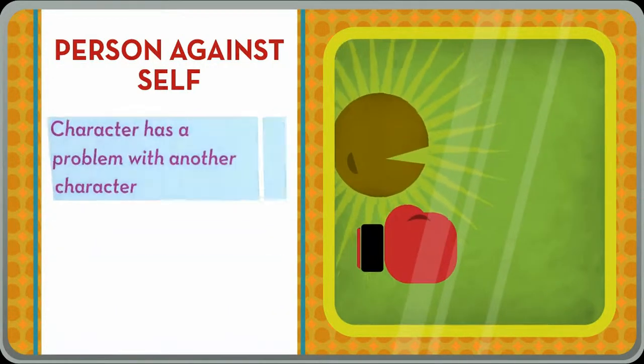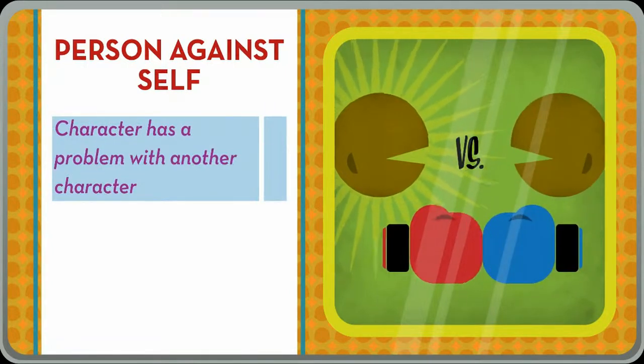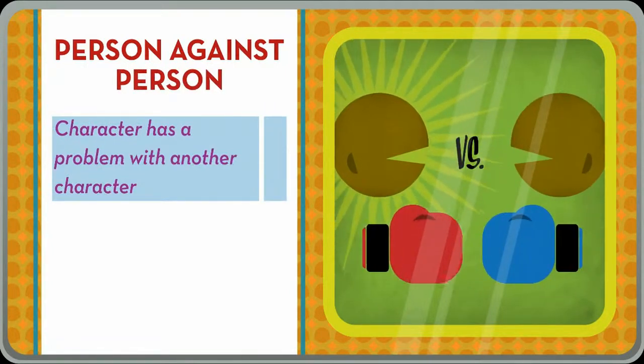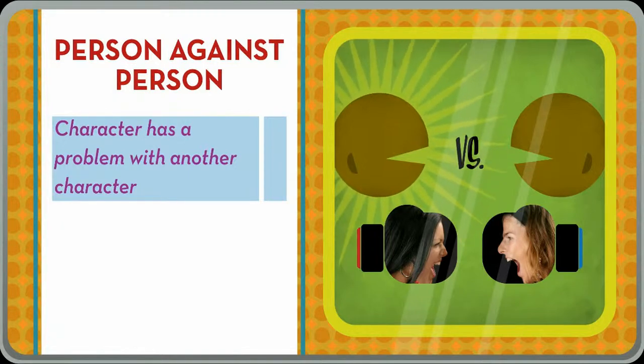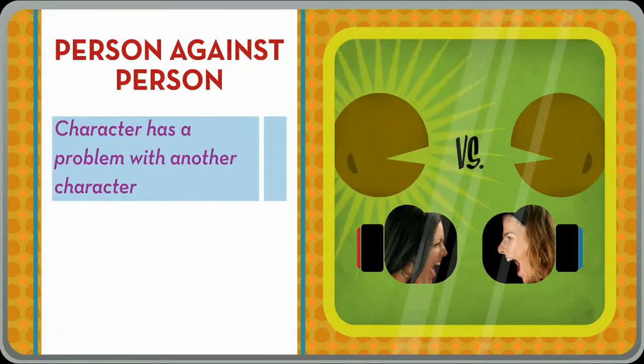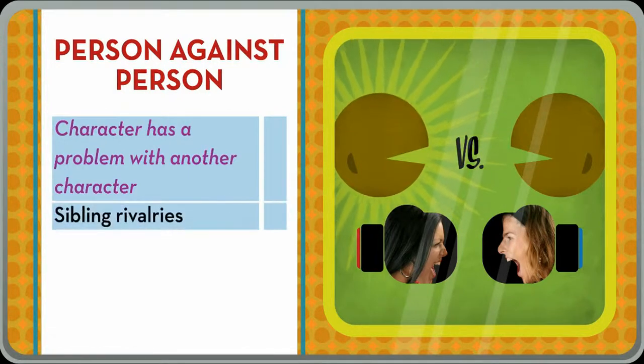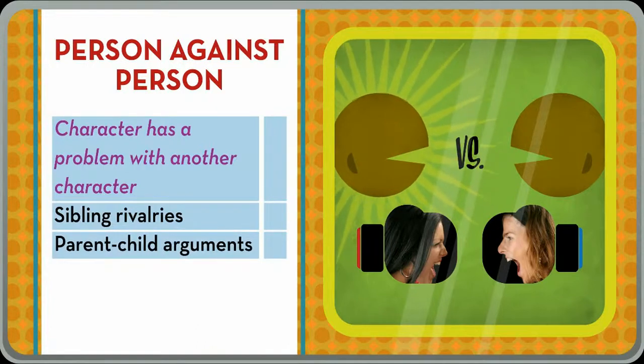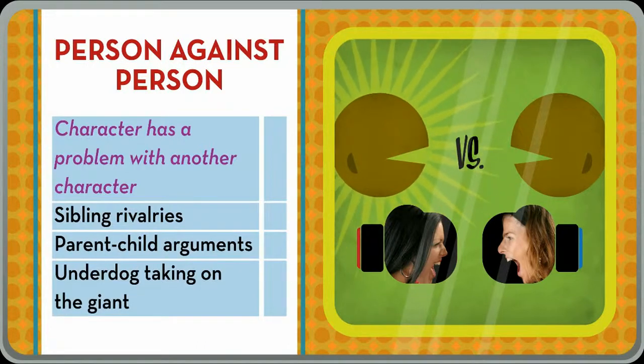When one character has a problem with another character, it's known as person-against-person conflict. Readers root for the good guy as they read about competitive challenges. They identify with characters involved in sibling rivalries, parent-child arguments, or the underdog taking on the giant.